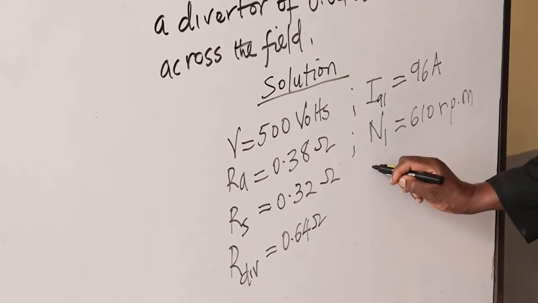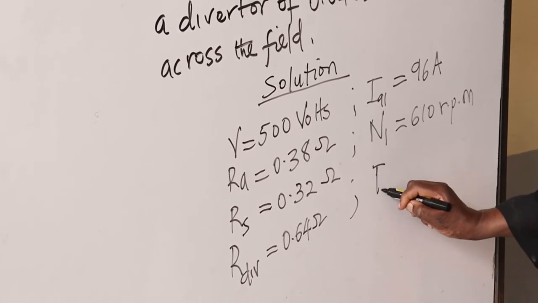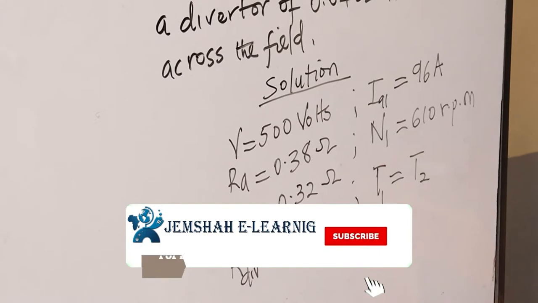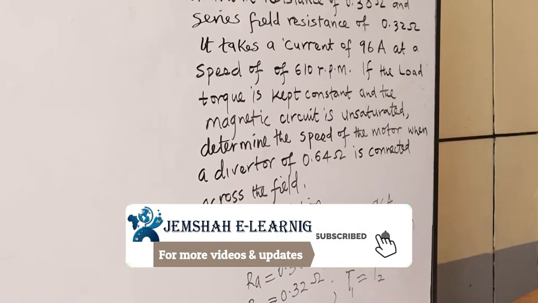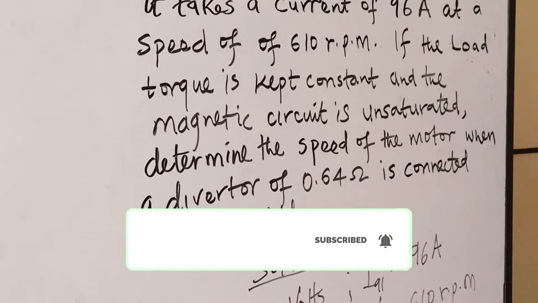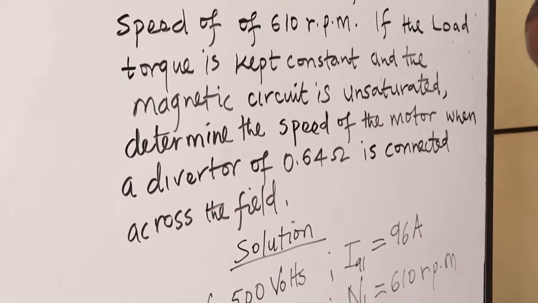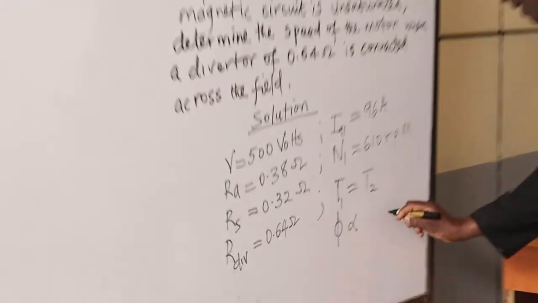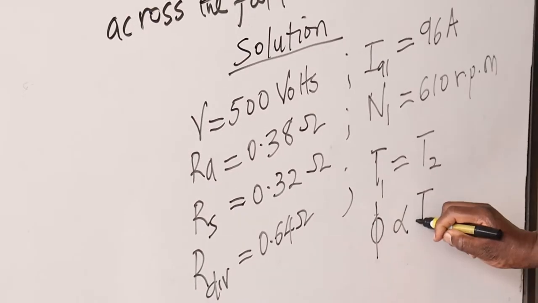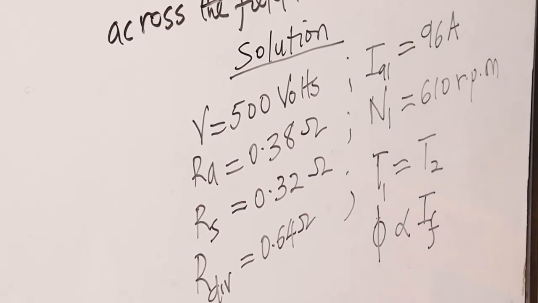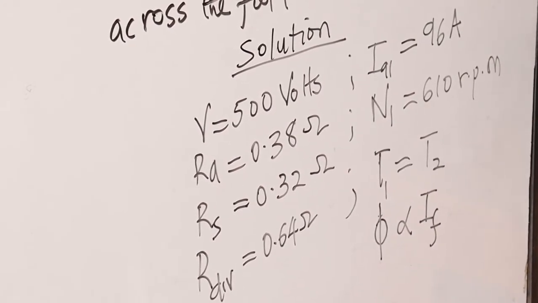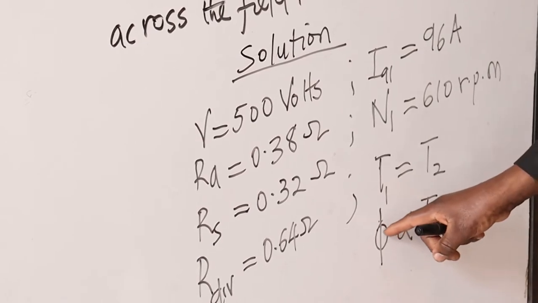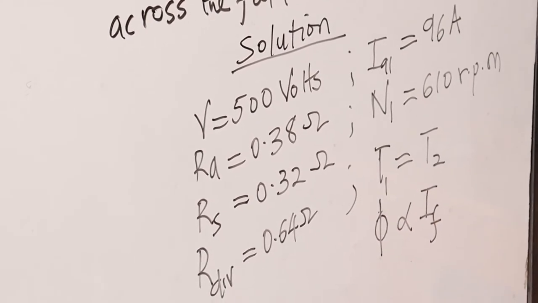We are given that T1 is equal to T2. That is, torque 1 is the same as torque 2 because the load torque is kept constant. We are also being told the magnetic circuit is unsaturated. That means phi is proportional to the field current, IF, that is going to pass through the field coils. So when the magnetic circuit is unsaturated, phi is always proportional to field current.